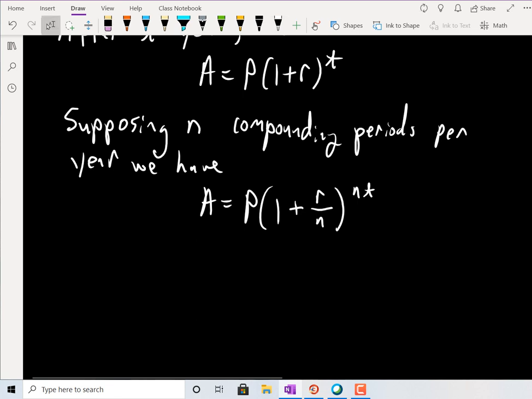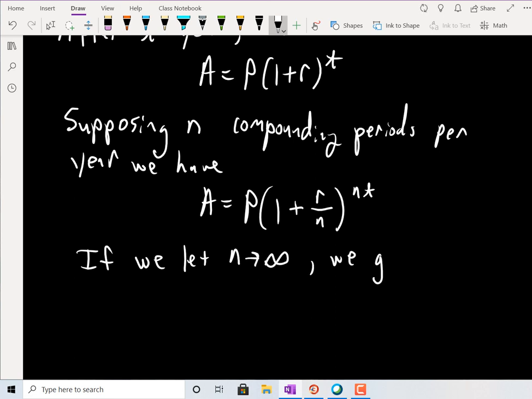And then furthermore, if we let n go to infinity, in other words, we compound basically every nanosecond, we get the following formula, which has the number e in it. Believe it or not, that number e just kind of pops up.